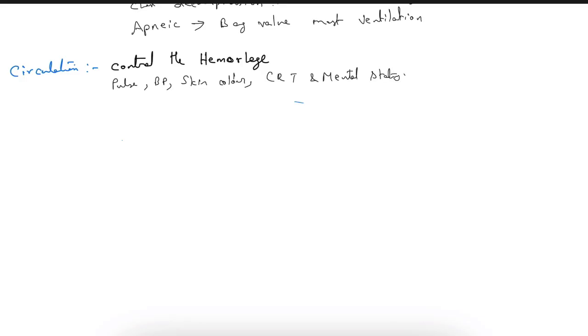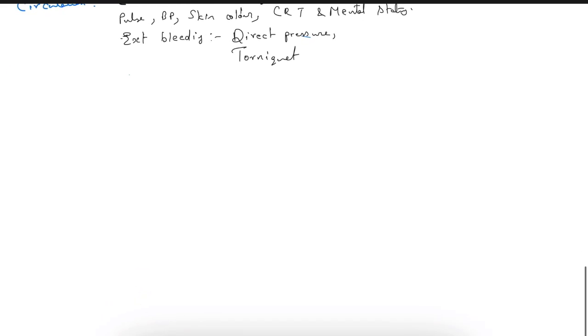Okay, if we are seeing external bleeding, what do we have to do? If you are seeing external bleeding, we directly have to apply direct pressure to stop that bleeding. Next, you have to do a tourniquet or balloon tamponade. If an artery or vein is ruptured, you have to do tamponade, balloon tamponade or Foley's we have to use.